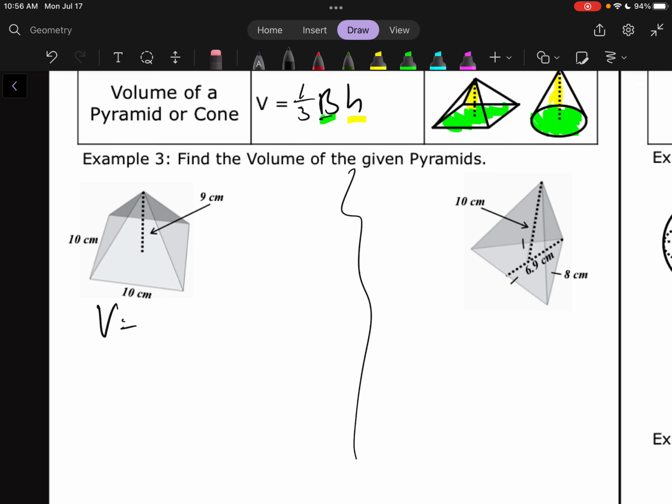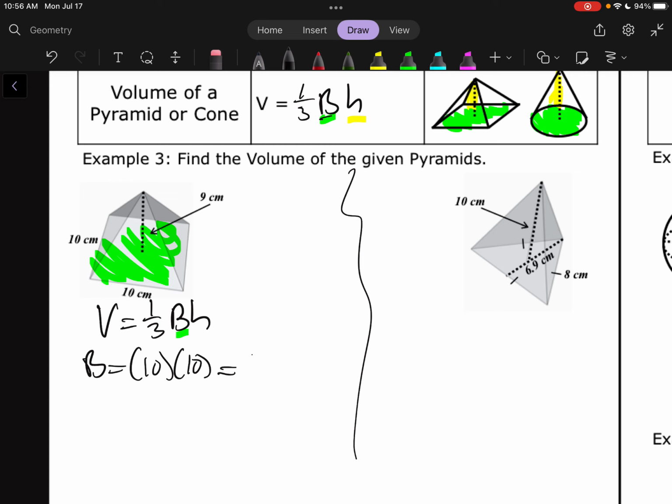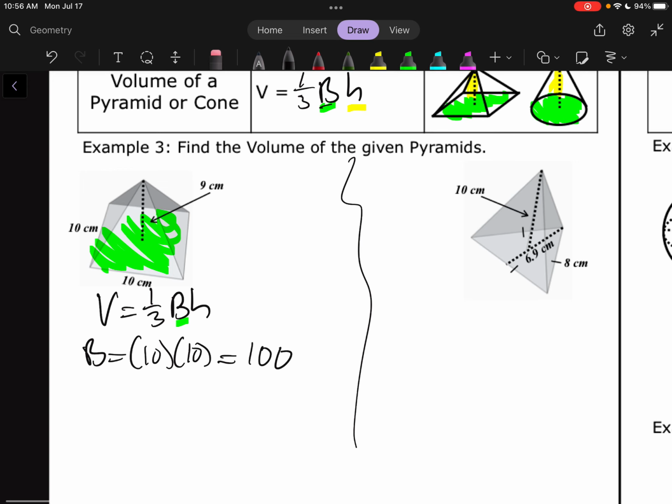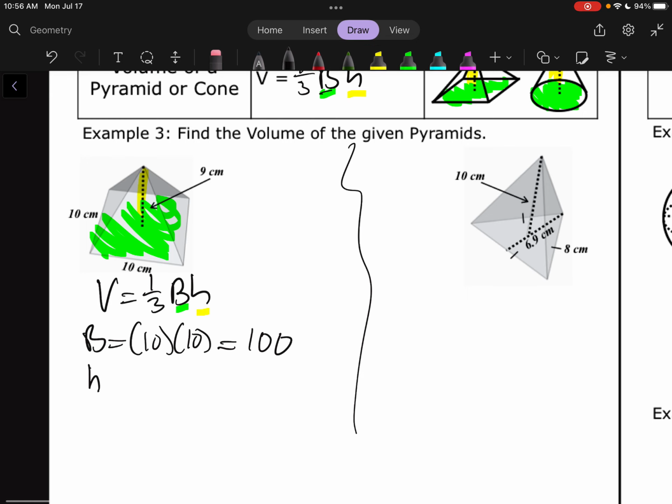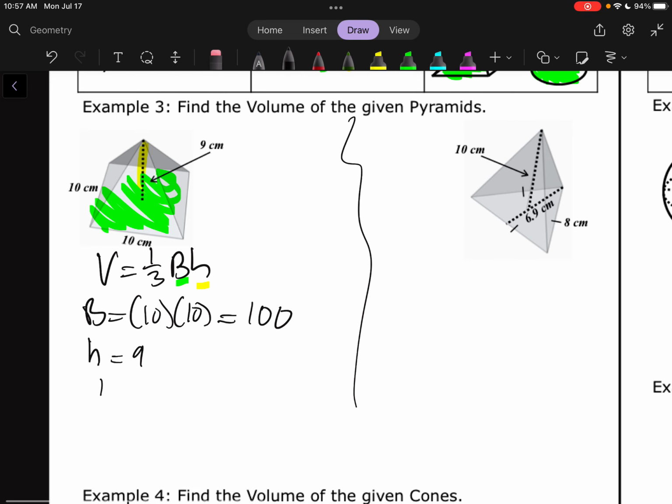All right, let's give these a shot. So over here, we got a pyramid, 1/3 big BH. We know our big B is the area of the base, which looks like a square down there. So we'll do 10 times 10 to get 100 for the area of the base. Since it's a square, we do base times height. For the height, we need to go up to the top. Looks like they gave us that. My h is 9. So I'll do 1/3 times 100 times 9 and get 300. This will be centimeters cubed.